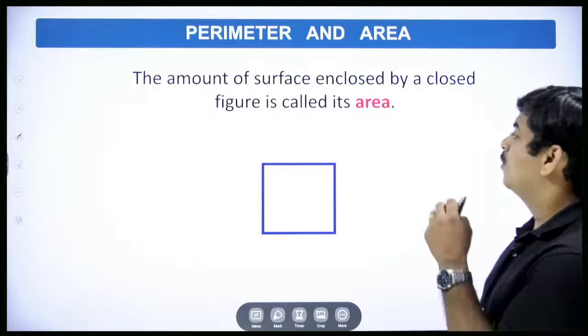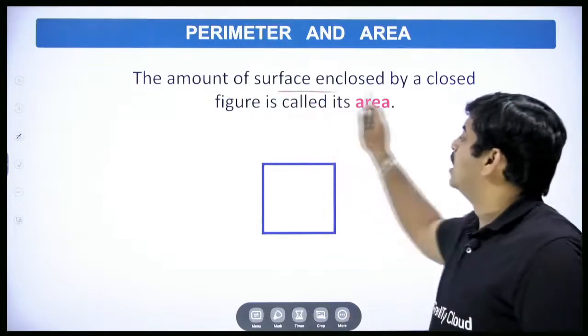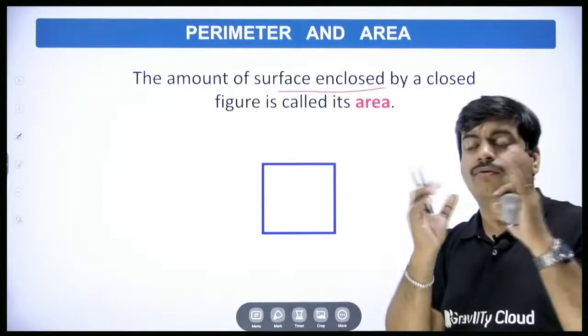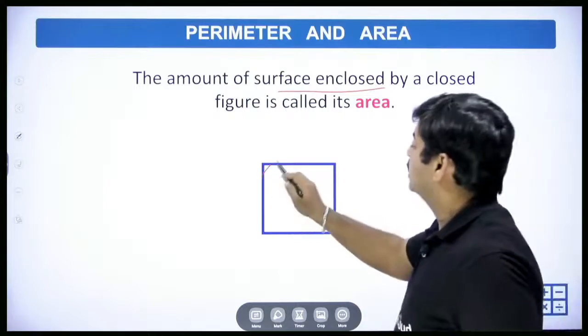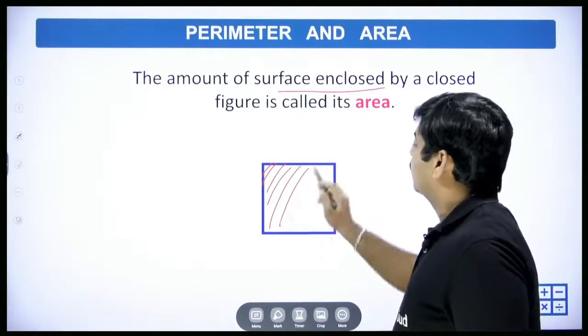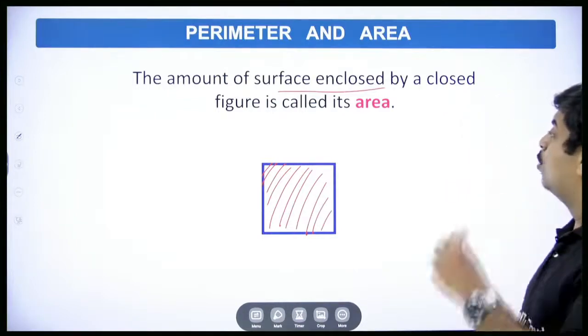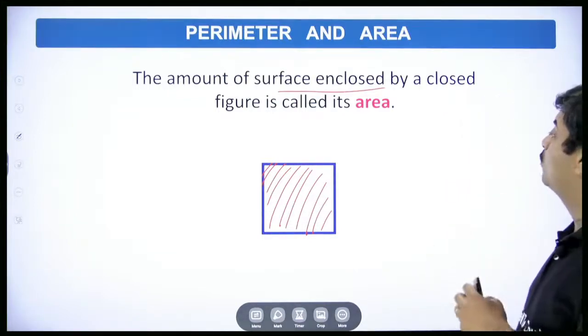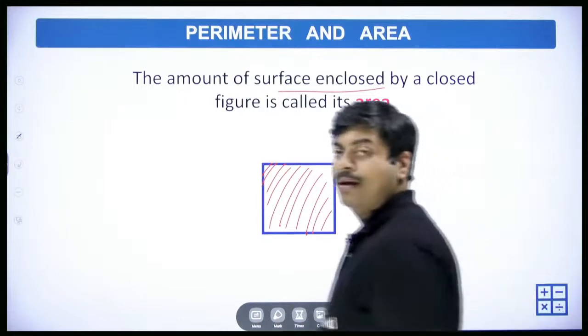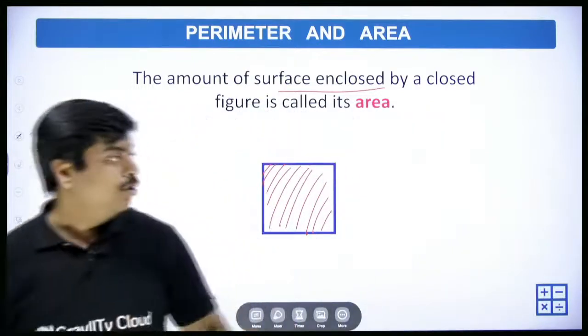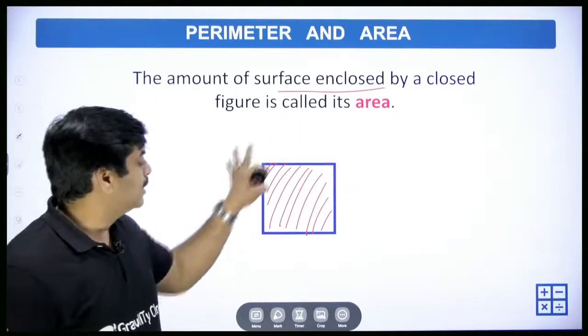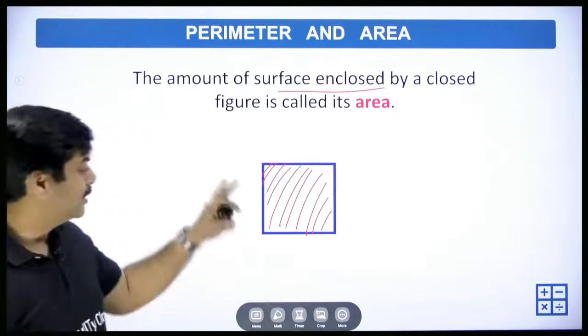But what is the area? The amount of surface enclosed. It's not the boundary wall we are talking about, it's the surface enclosed. The amount of surface enclosed by a closed figure is called its area. So this complete thing, whatever the shaded portion is, is its area, right?